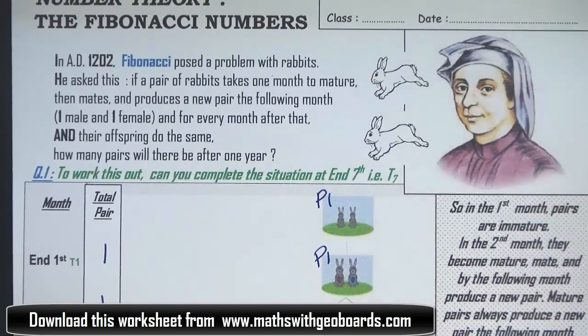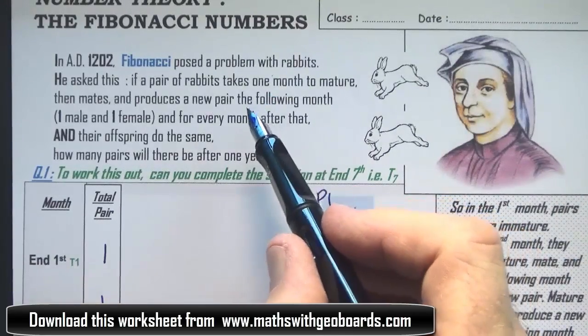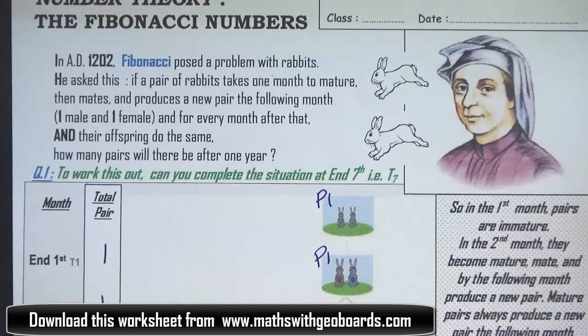This problem went like this. If a pair of rabbits takes 1 month to mature, then mates and produces a new pair the following month, that is, 1 male and 1 female, and does the same for every month after that, and their offspring do the same, how many pairs will there be after 1 year?